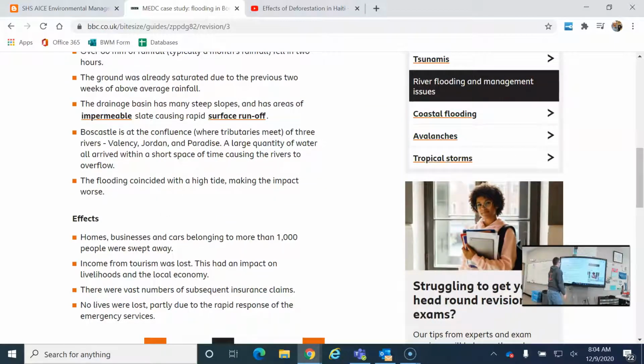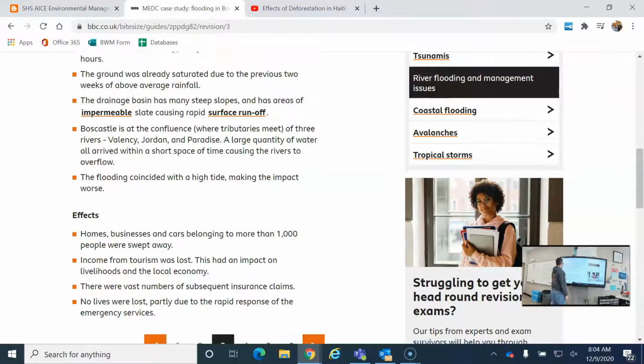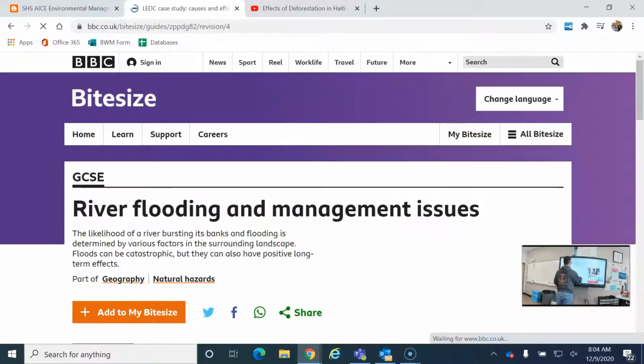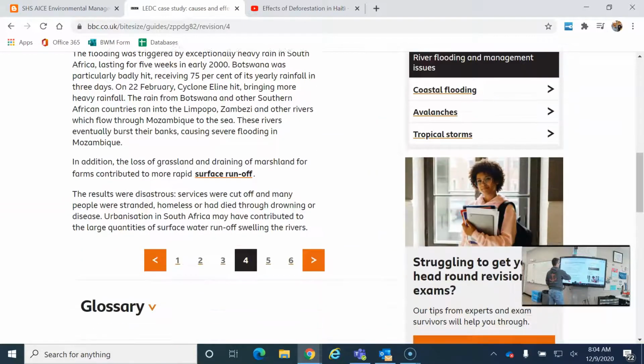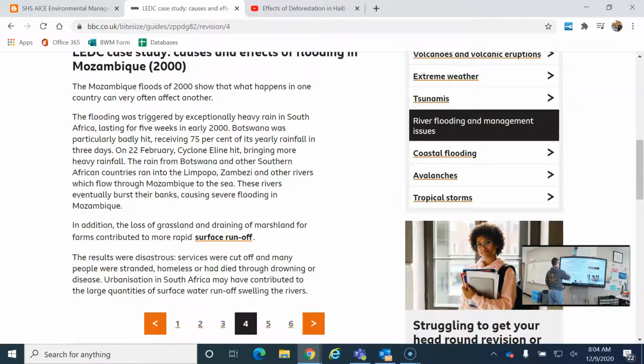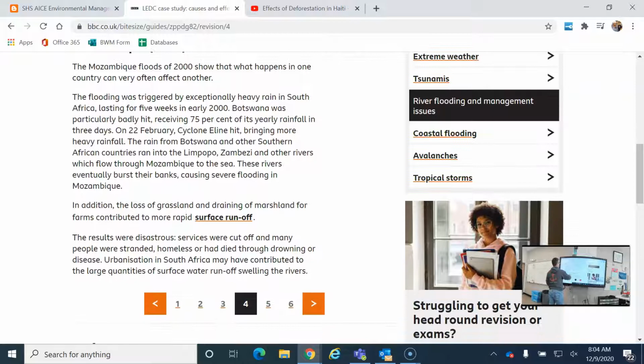Really pay attention to that and how many people were affected. So homeless, businesses and cars, et cetera. So there were some impacts there, but then you can see the same type of flooding that happens in Mozambique in 2000, and you definitely have higher issues there in the LEDC.